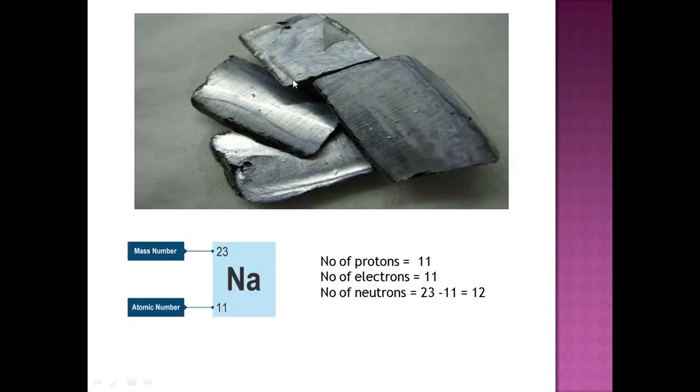Another one. What is this? This is sodium. Who can remember the sodium symbol? Excellent. Na. It is not S because it is coming from natrium. Okay, 11 is the atomic number. 23 is the mass number. How can we get protons? Excellent. 11. The same for electrons, 11. What about neutrons? Yes, 23 minus 11.